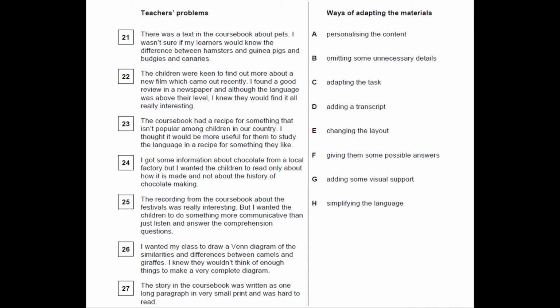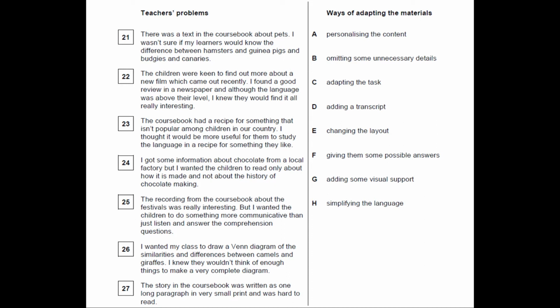25. The recording from the course book about the festivals was really interesting, but I wanted the children to do something more communicative than just listen and answer the comprehension questions. This is adapting the task. 26. I wanted my class to draw a Venn diagram of the similarities and differences between camels and giraffes. I knew they wouldn't think of enough things to make a very complete diagram. This is giving them some possible answers.